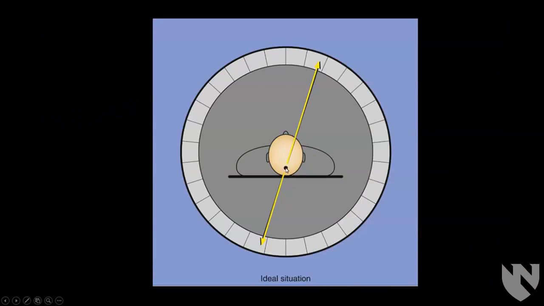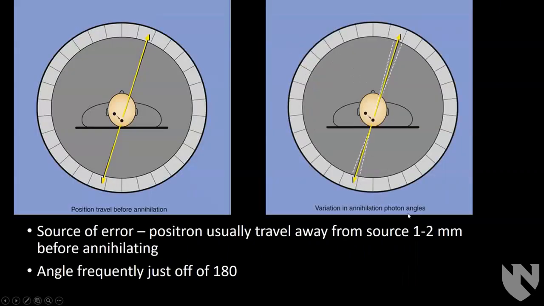This is just a schematic of ideally how it would work. You have a decay event occur here, and then the photons shoot off in opposite directions. In reality, though, the positron will travel a certain distance, and that depends on the energy of the positron. Different isotopes will travel different distances, but it's usually on the order of a few millimeters. Also the angle is not exactly 180 degrees. It can be plus or minus a few degrees.